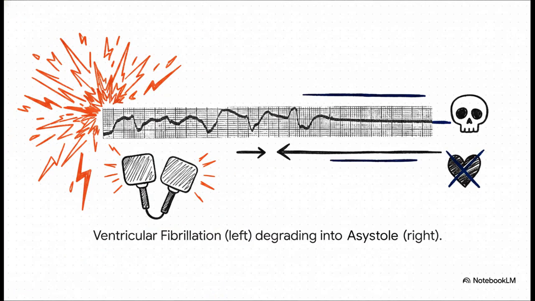And this strip shows the final tragic progression of a cardiac arrest. On the left, that's ventricular fibrillation. It's not a rhythm. It's just complete electrical anarchy in the ventricles. There's no organized contraction, which means no blood is being pumped. If you don't shock this immediately, it will inevitably degrade into what you see on the right: asystole, a flat line, the total absence of any electrical activity.